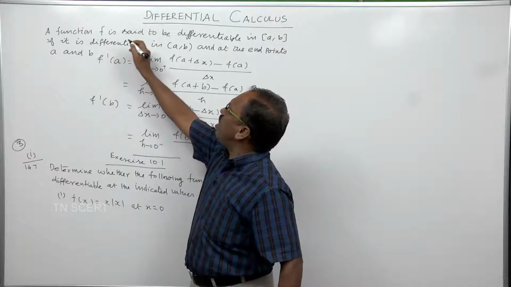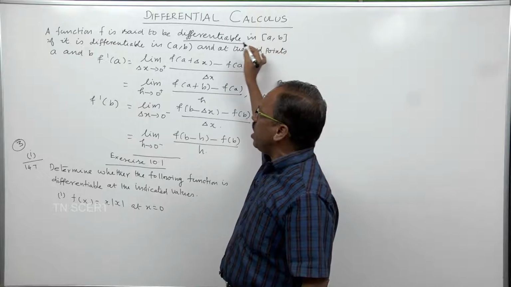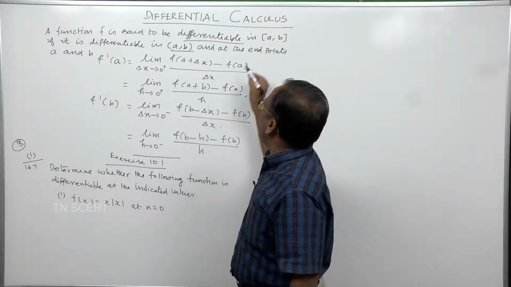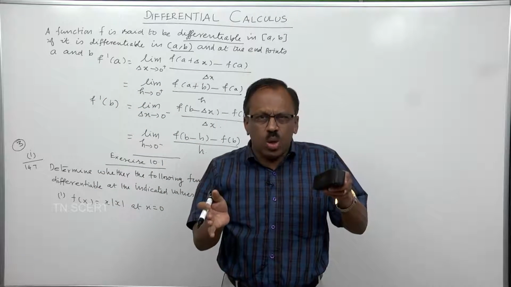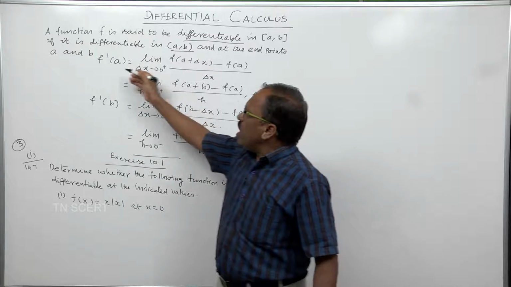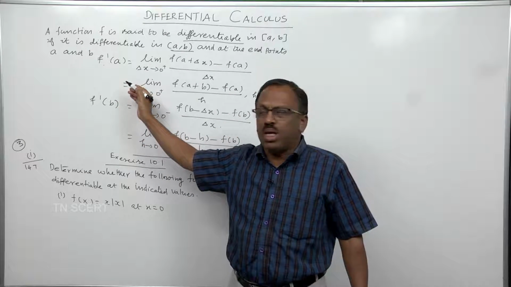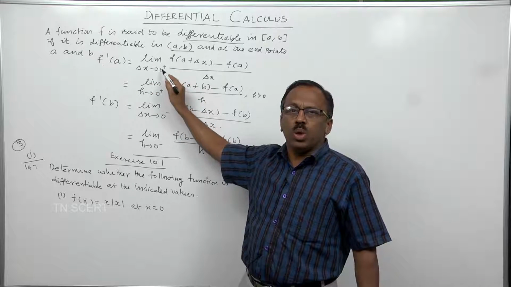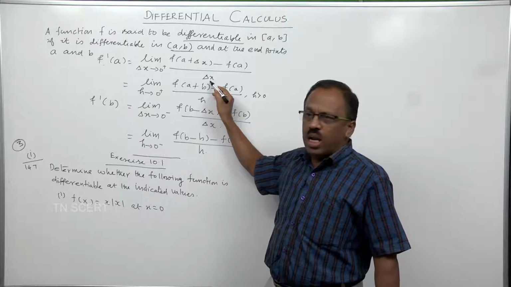Now a function f is said to be differentiable in the closed interval [a, b] if it is differentiable in the open interval (a, b) and at the end points a and b. End points means the lower limit as well as the upper limit, a and b. Now f dash of a is the lower limit here. F dash of a is the limit as delta x tends to 0 plus of f of a plus del x minus f of a by del x.